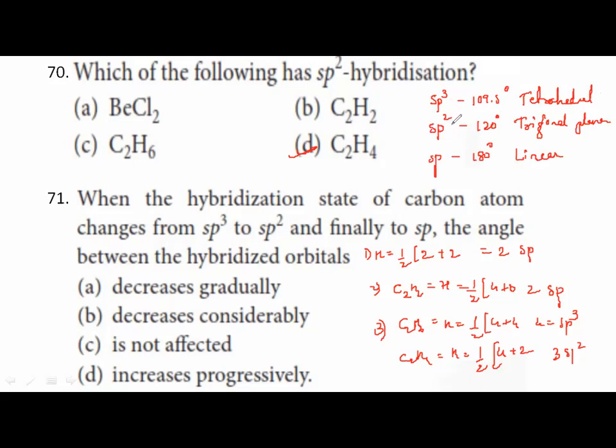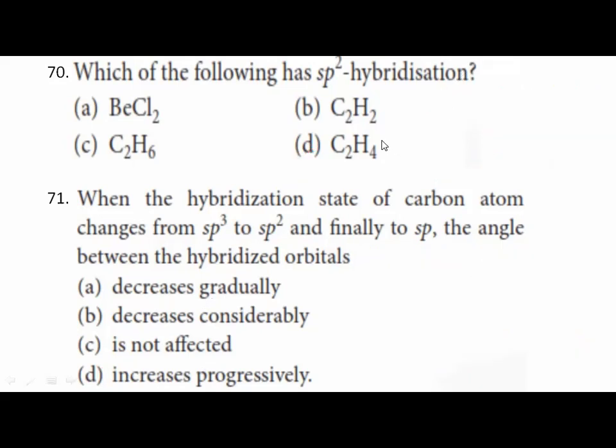So when you go from sp3 to sp2 to sp, what happens to the bond angle? It increases progressively, 109.5 to 120, 120 to 180. So it increases progressively. Is that right?